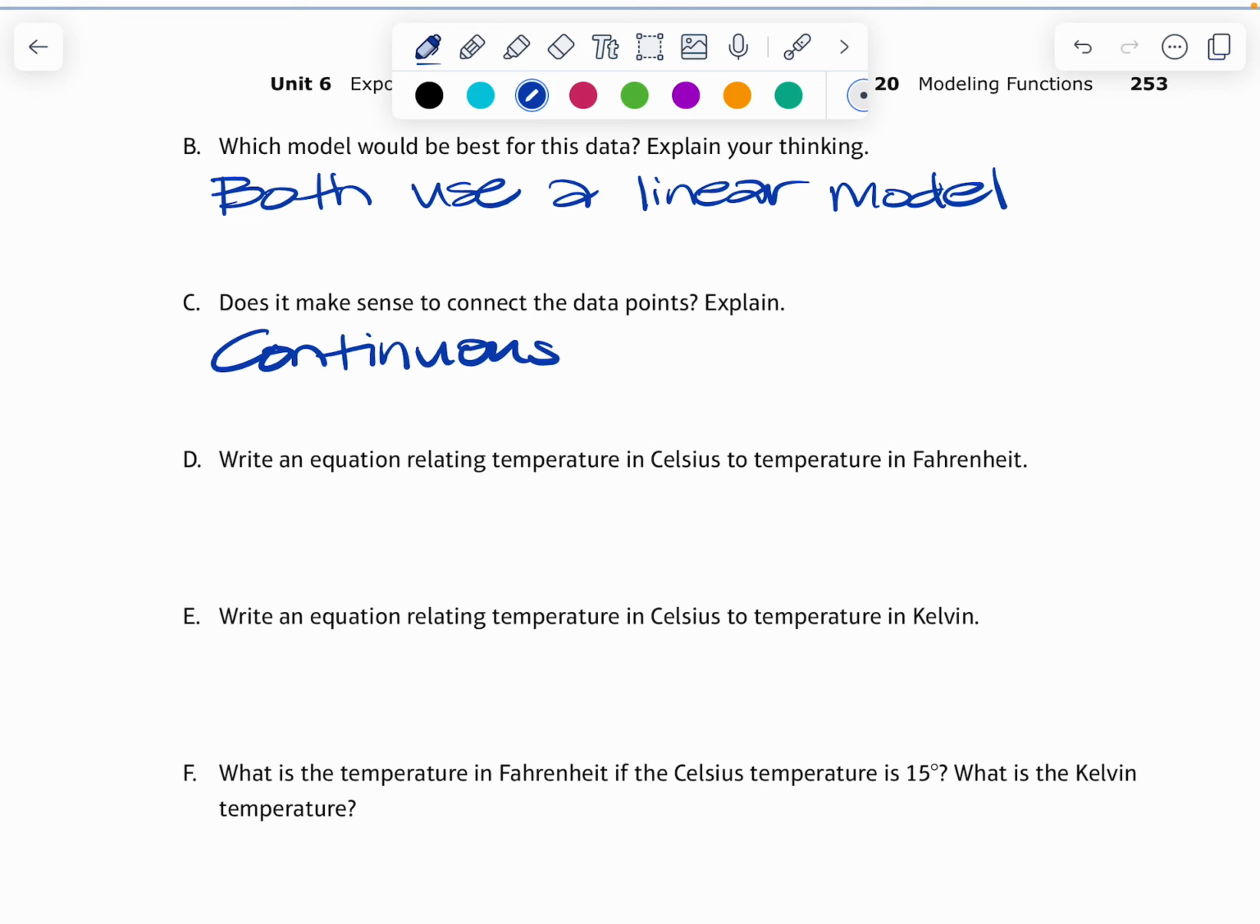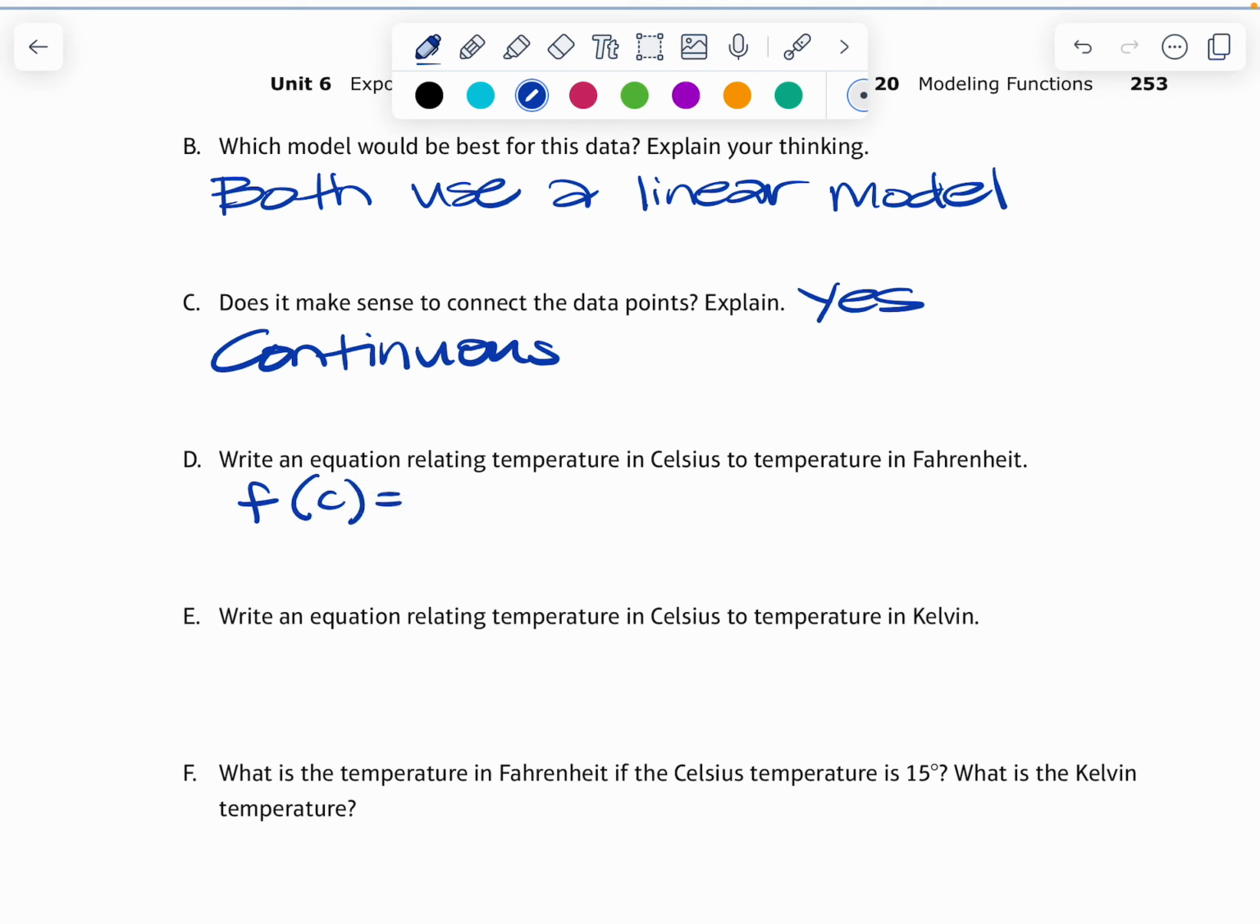All right, temperature is continuous, so does it make sense to connect them? Yes, it does. I'd write something down like temperature is continuous. Part D: write an equation relating temperature in Celsius to temperature in Fahrenheit. So that is our second graph. It's going to be a little steep, right? So I would write maybe F for Fahrenheit.